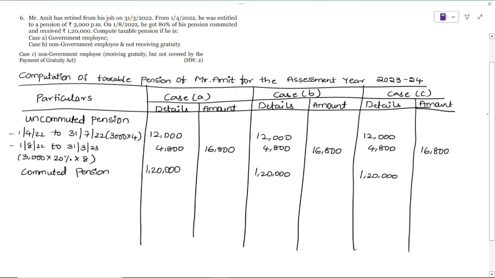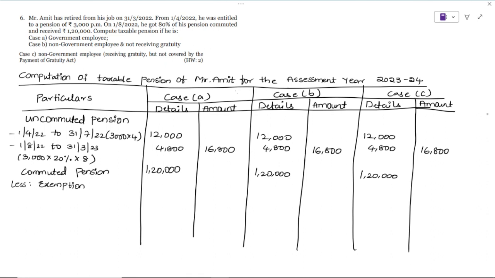Now from this, some exempted amount should be deducted. So write down "fully exempt." Please remember case A, government employee. For a government employee it is fully exempt. So write down "less exemption." As of now simply write one word, less exemption. Here we will not write anything in this.